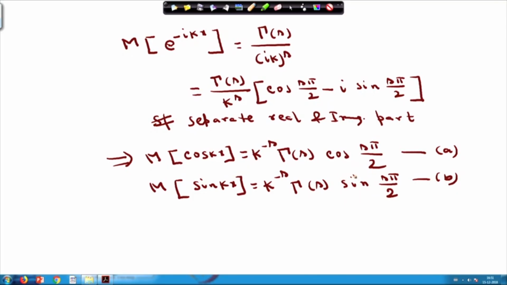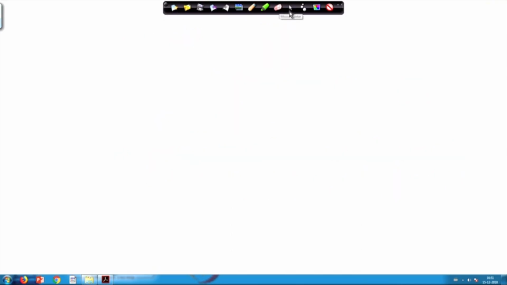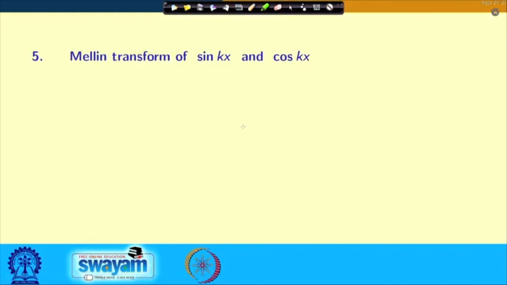Using this Mellin transform, you can find out the Fourier cosine transform and Fourier sine transform of the functions also, of this function itself. So, that I will show you.